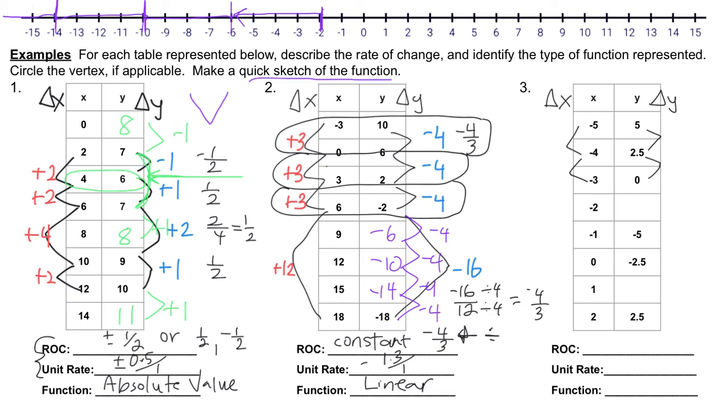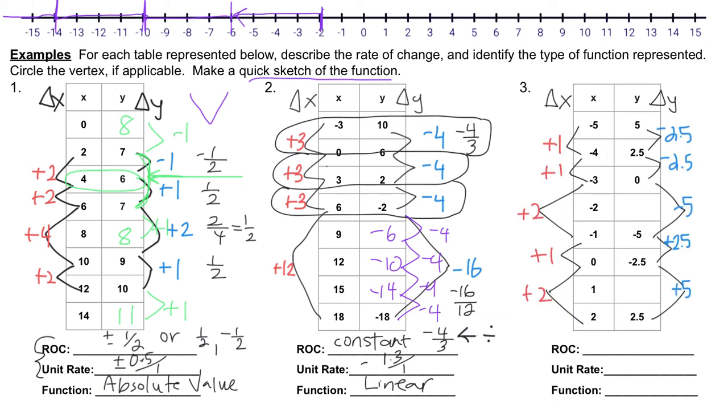Start by finding your change in X and change in Y. You can do the ones that are just adjacent to each other. That's going to give you 3. That's probably enough to check out. It's okay to also do these ones with skips. Just know that you're going to have to reduce those fractions.